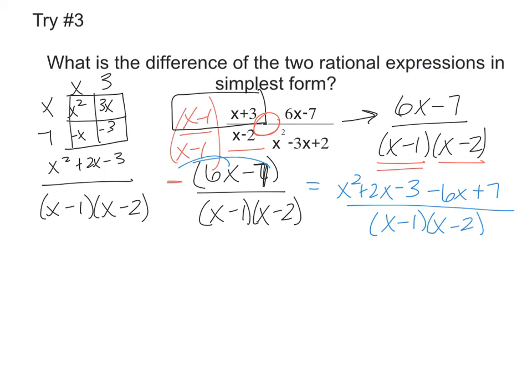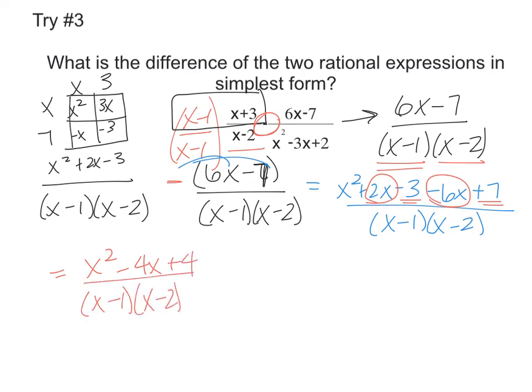All right, we got to keep going. Simplify the numerator. We still have x squared for our numerator. 2x and negative 6x will be negative 4x. And then negative 3 and positive 7 will be 4. All right, keep going. This numerator, AC, you'll either do 1 and 4 or 2 and 2. And in this case, 2 and 2 will work.